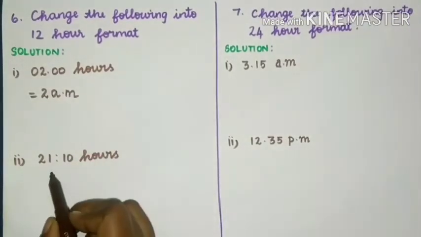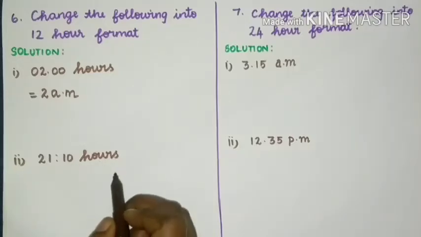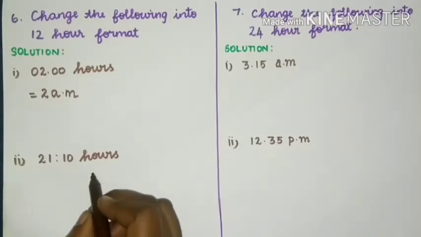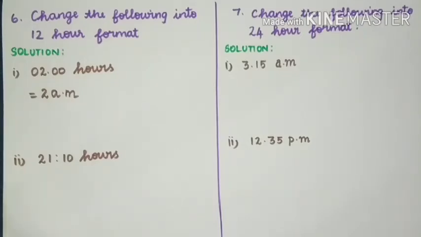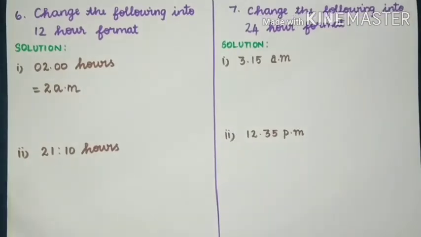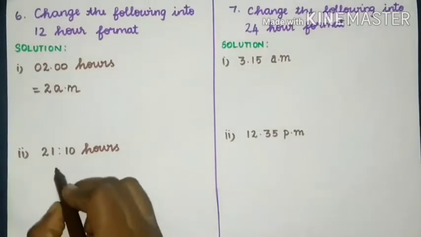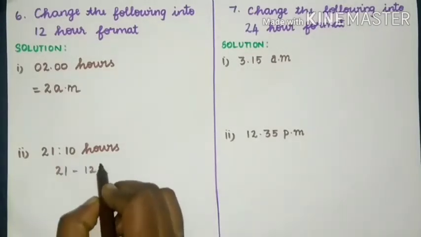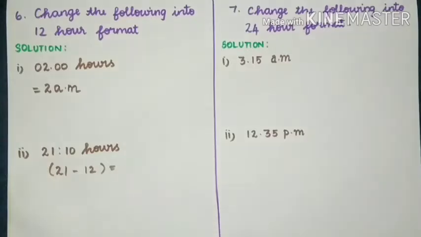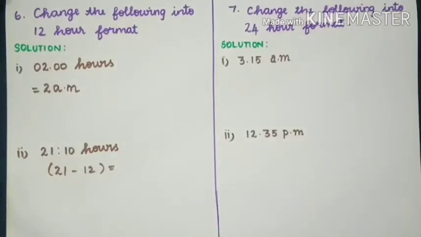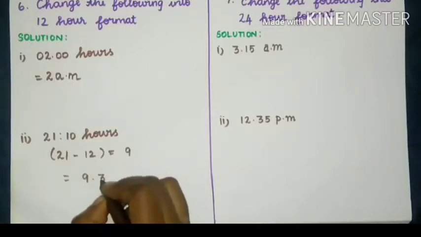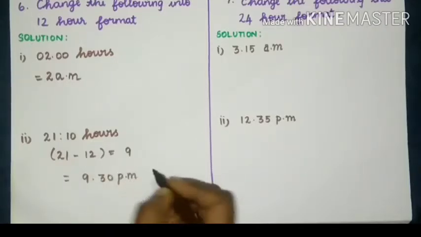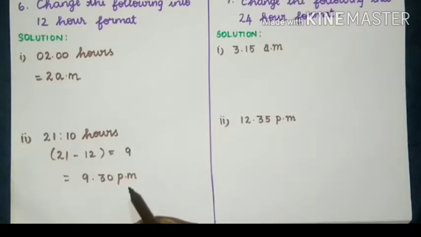See, in the second subdivision it is greater than 12. So you have to subtract it with 12 hours. After that you have to write with PM. See, 21 minus 12 is equal to 9. Therefore, you have to write 9:30 PM because it is greater than 12.